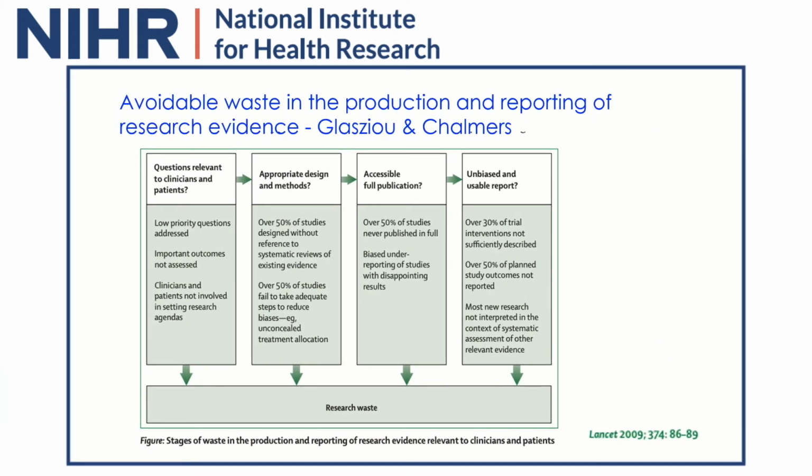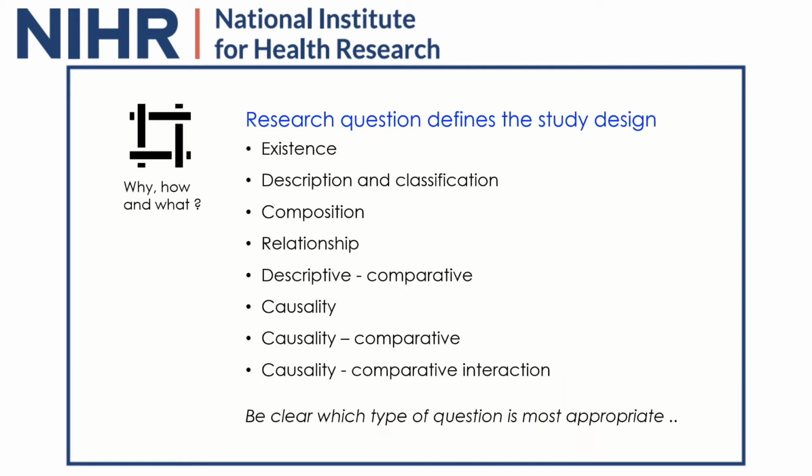And if you haven't read this, go and read it. I'm not expecting you to pick all the slides up, but statements around low priority questions, important outcomes not assessed, clinicians and patients not involved in setting the research agendas, 50% of work never being published. So we have to prevent this from happening, and we do that by thinking about why we're doing what we're doing, how it's happening. And there are lots of different study designs we can apply, and the research question very much informs what type of design you're going to do.